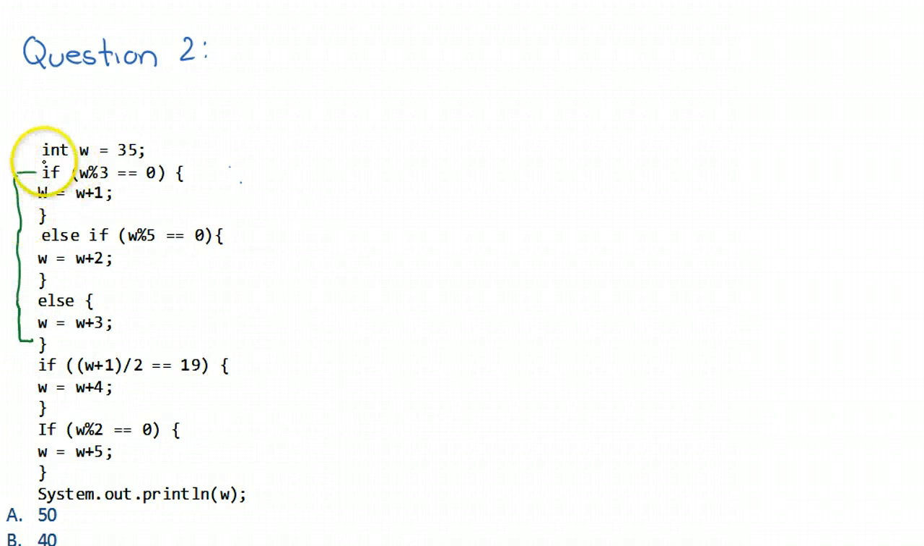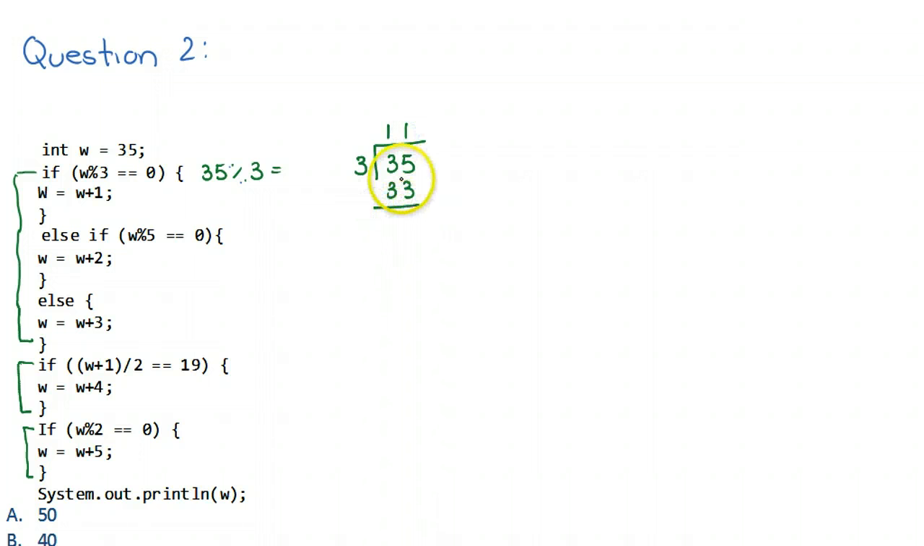An if can be written by itself, but the else if and the else have to be paired with some if. So then we come down, and below is another if statement. This one's on its own, so it will always be executed. And we have this one here on its own, so it will always be executed. So all I have to do now is trace through this. If W is equal to 35, let's check this if statement. So 35 mod 3, well, what's 35 mod 3 equal to? We can do this with a little rough work over here. I can do 35 divided by 3, so we get 11, 33, and we have a remainder of 2. So this fails.